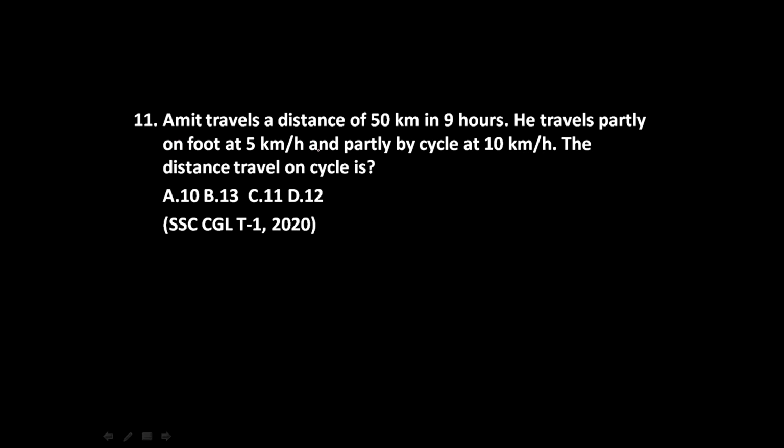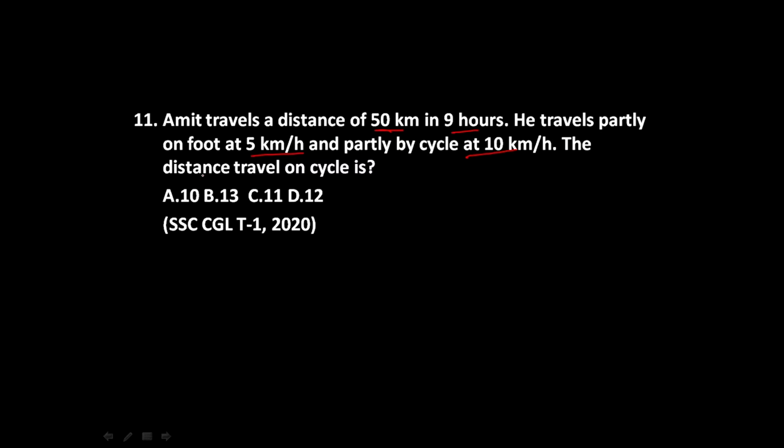Number 11. Amit travels a distance of 50 km in 9 hours. He travels partly on foot at 5 km per hour and partly by cycle at 10 km per hour. The distance traveled on cycle is. Okay. So how to solve it? It has a longer process by taking x, but I am solving it in the shortest way. So ratio method. So how will you solve it?